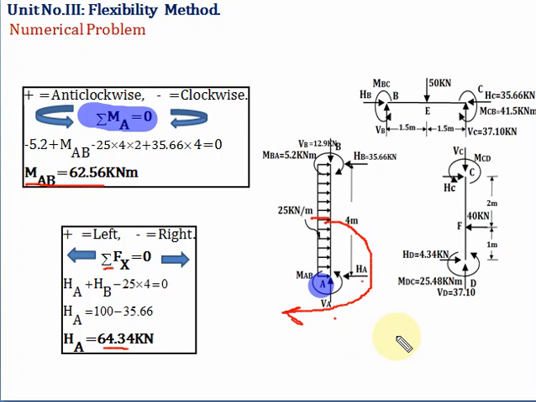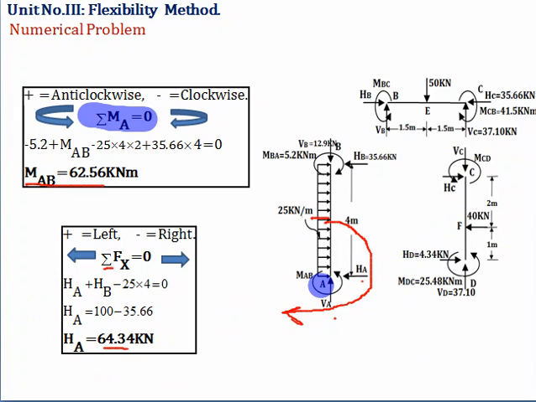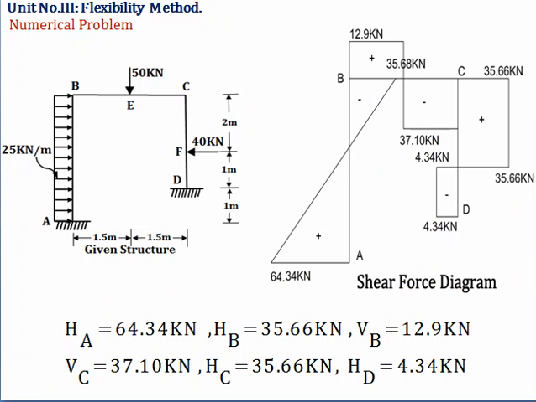So after finding out the support reactions and moments, the next step, that is the output. What is the output here? To draw the shear force and bending moment diagram. So first we'll draw the shear force diagram. We know the horizontal reaction at A, 64.34. In which direction is it? It is towards the left.